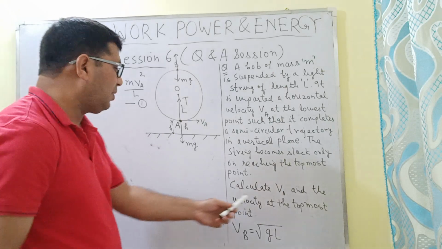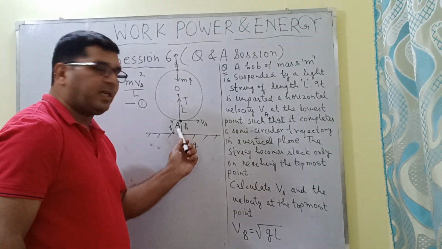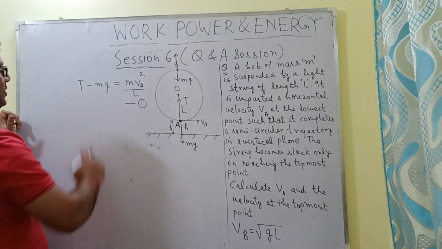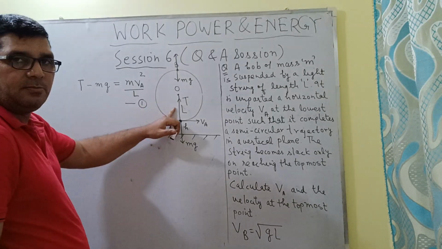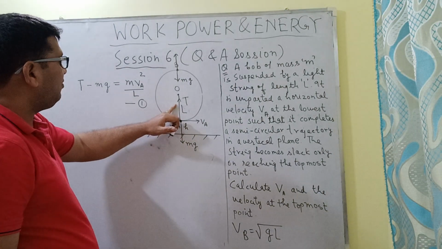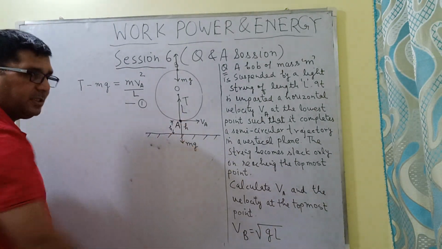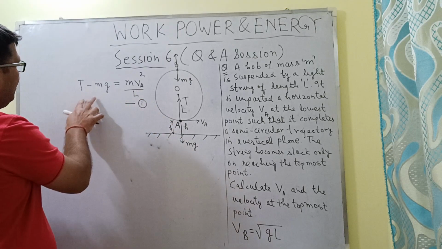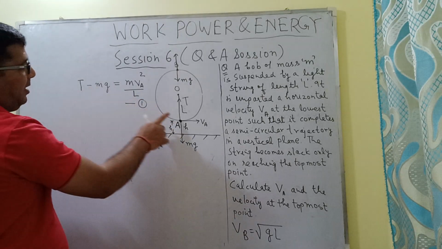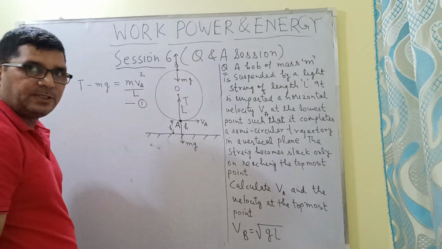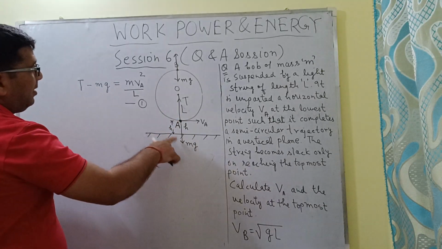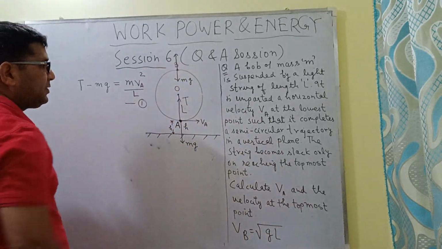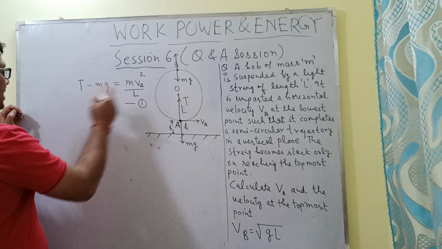Now we have to find the velocity at the point A, that is at the bottommost point. So the first equation we have got is for the tension at the bottommost point. The tension will be acting in the upward direction, the weight will be acting in the downward direction, and this will be equal to the force which is acting upward, towards the center, providing the necessary centripetal force for this bob to move in a semicircular trajectory.